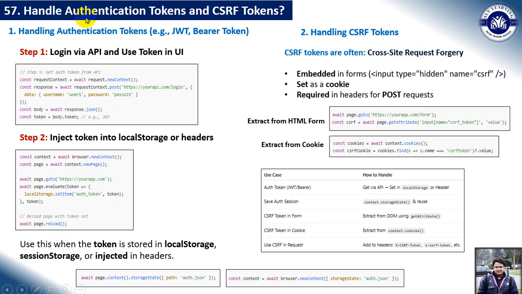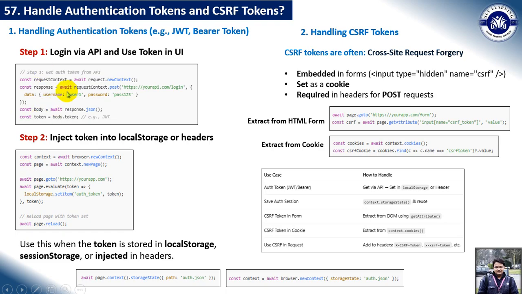Handle the authentication token and CSRF tokens. So how will these things work? I think in one of the previous questions we have already seen this: when we use the login API, we store that information in a request context, and whatever token comes, we store from response.json, and then we utilize that JSON to fetch the token information.